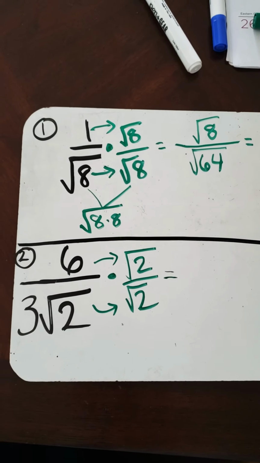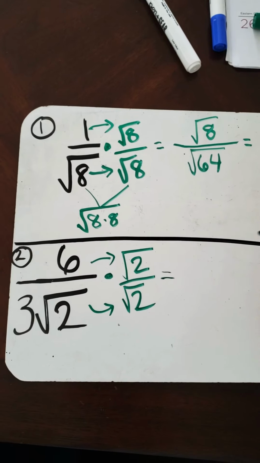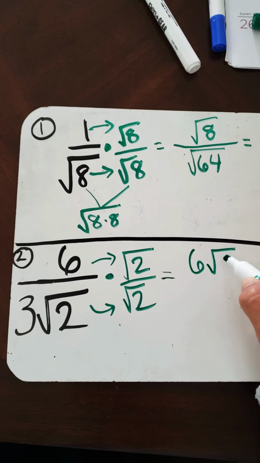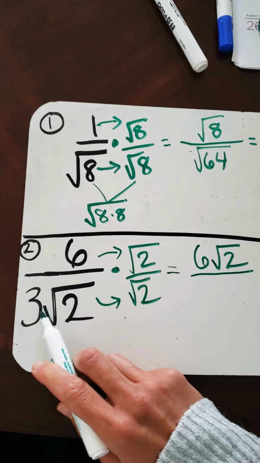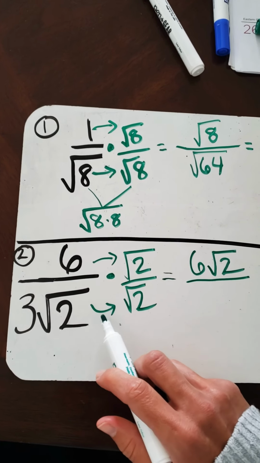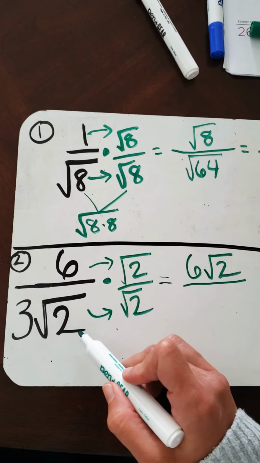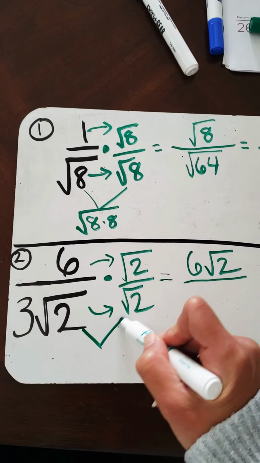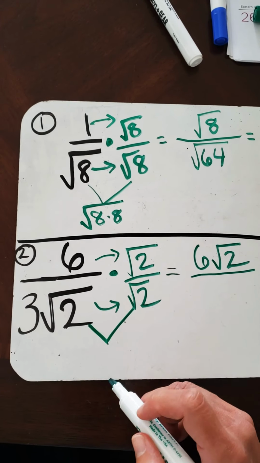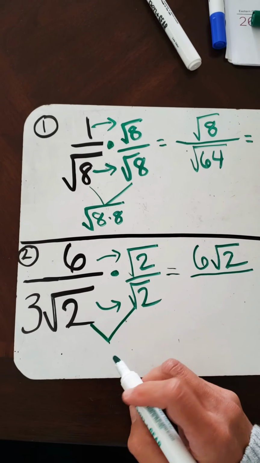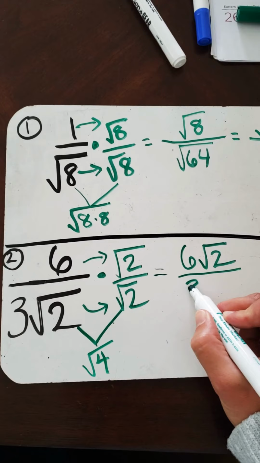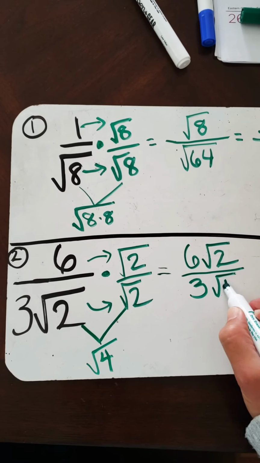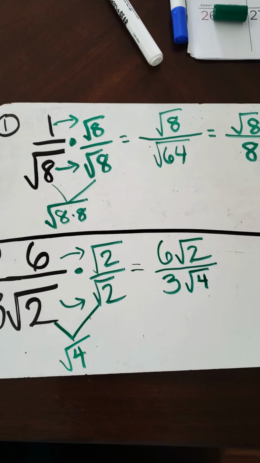You're going to say 6 times the square root of 2 is really just 6 square roots of 2. And then over here, we have 3 square roots of 2 times the square root of 2. This is where it gets a little bit tricky, but we still use that property I can't say. We know the square root of 2 times the square root of 2 is really just the square root of 4. So to simplify here, I have 3 square roots of 4. Now, nope, I am not done.